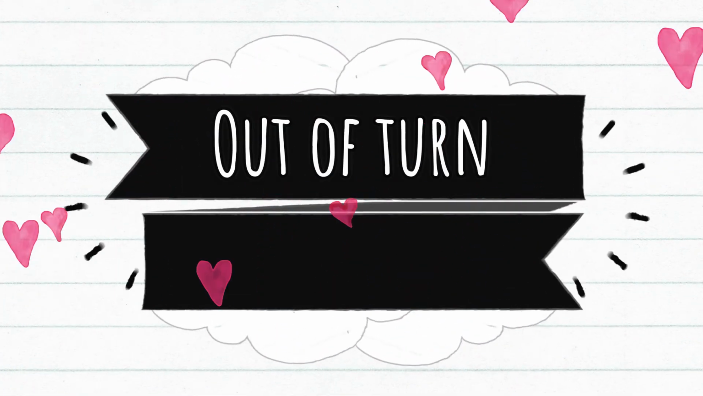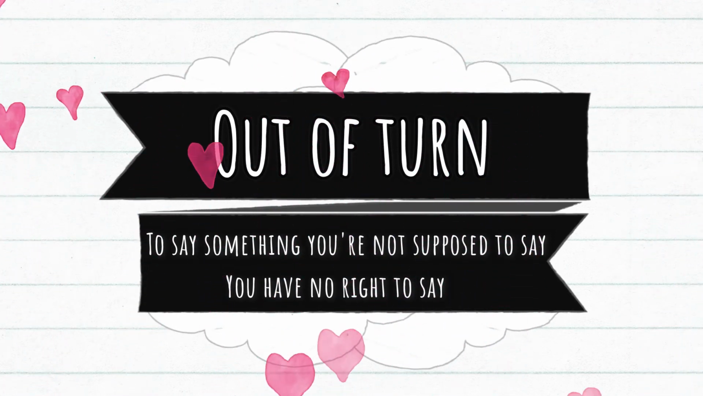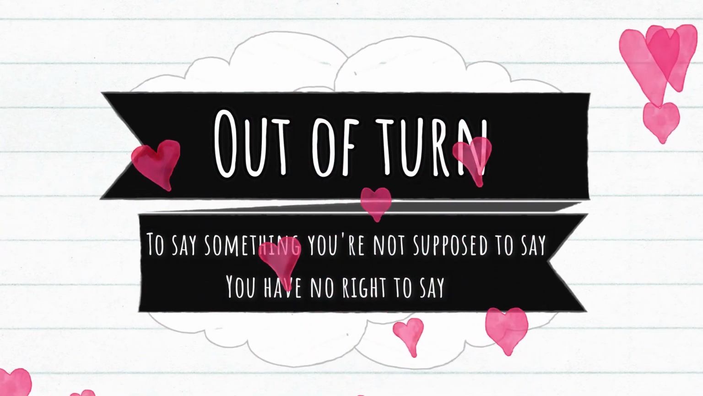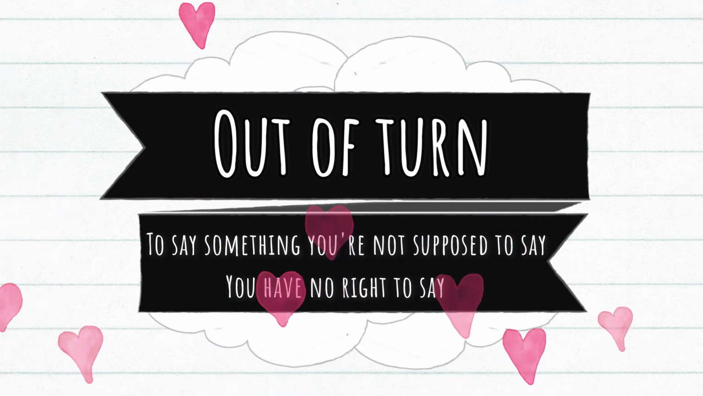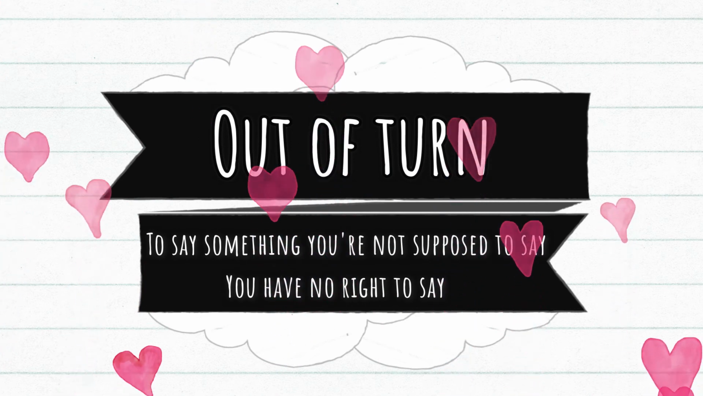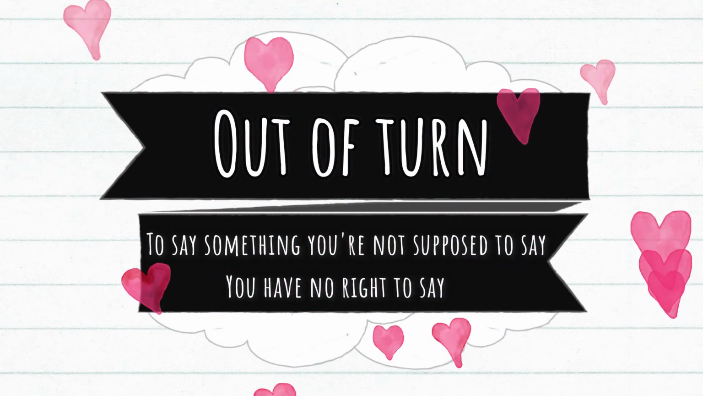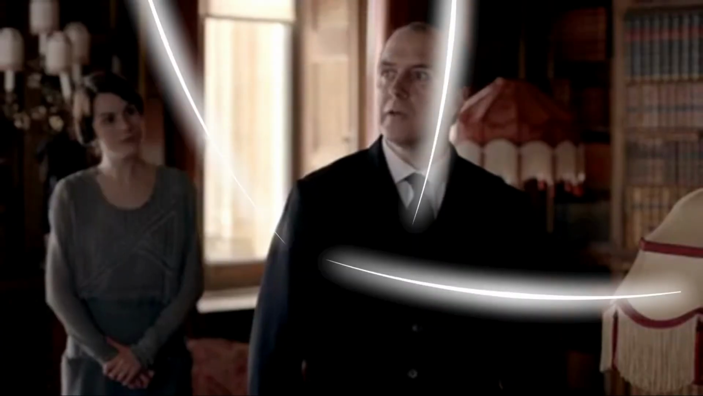Next, out of turn. Out of turn. This simply means to say something you're not supposed to say, you have no right to say, and maybe it upsets other people. Example, I am sorry I spoke out of turn at the meeting. I hope I've not spoken out of turn.